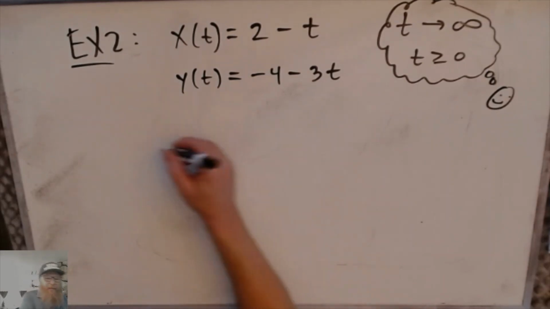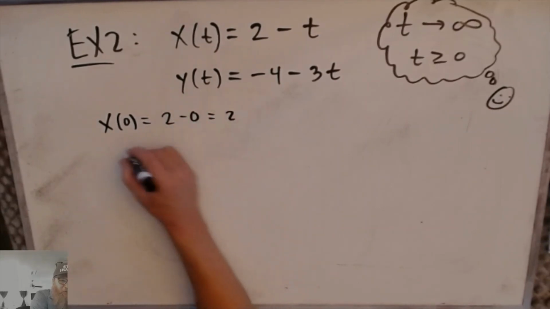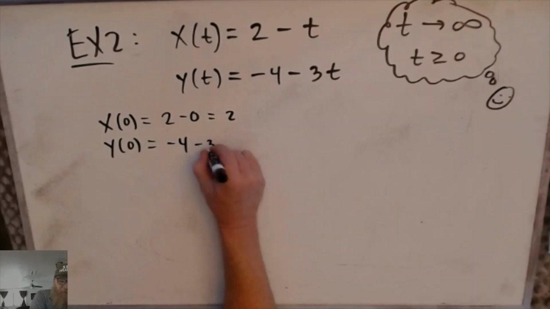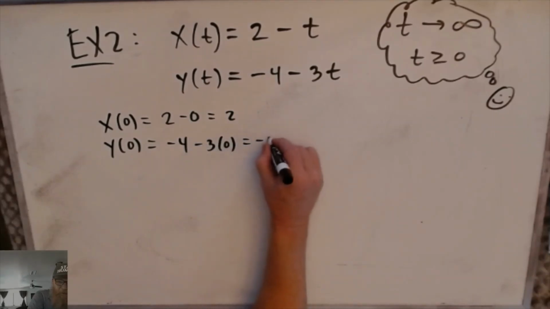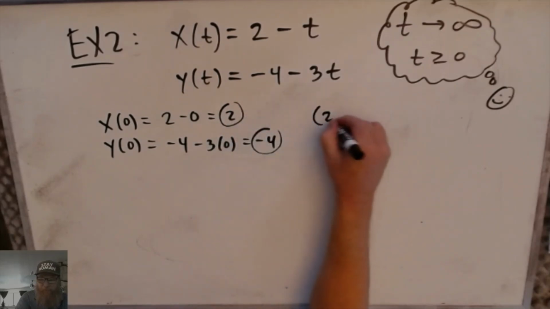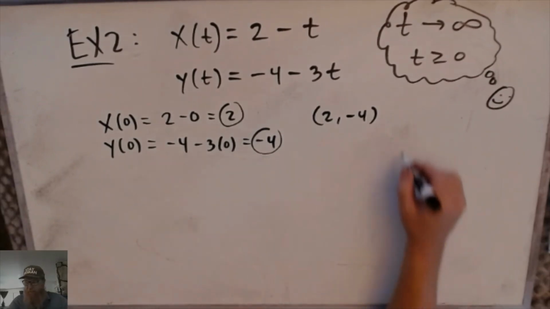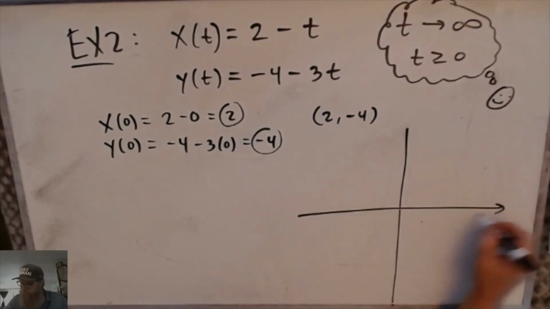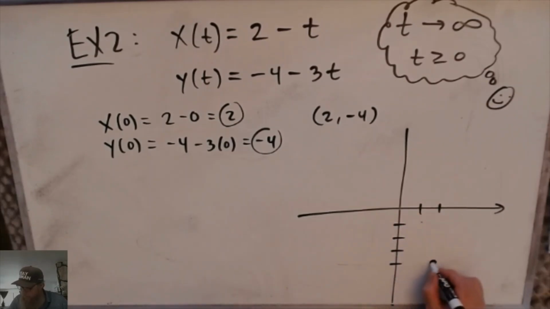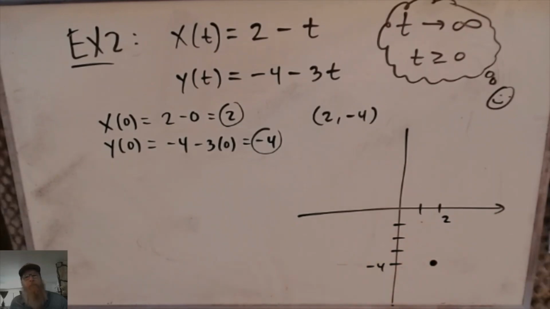All right. I like to start with my initial point. So x of 0 will be 2. And y of 0 will be -4. So I have the point 2, -4. So when I draw my graph, I'm starting over here at 2, -4.